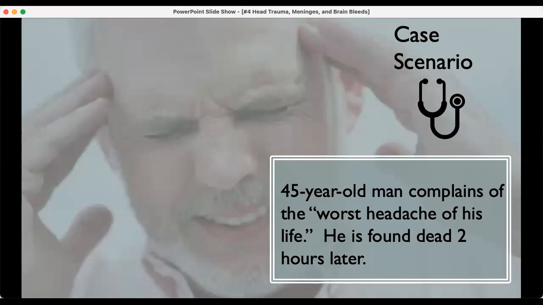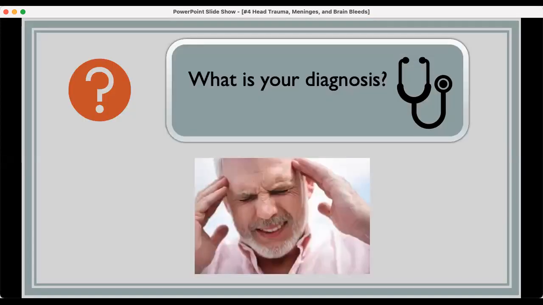So next case scenario, this is a 45-year-old man who comes in complaining of the worst headache of his life. I should say he wasn't coming. Pretend that he's at his office, sitting over his desk, and he's just complaining of the worst headache. And he's found dead at his desk 2 hours later. What is your diagnosis?